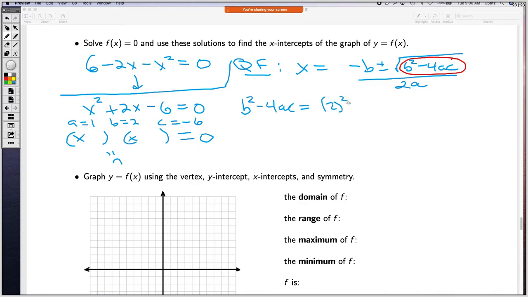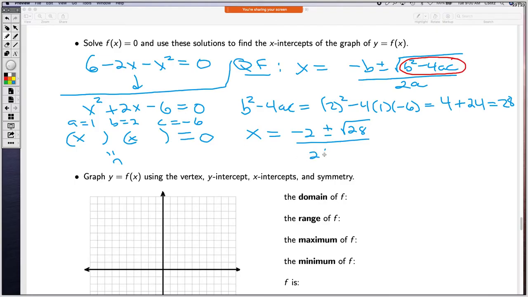b squared minus 4ac. Once again, be careful of the signs here. I've got a positive 4 plus 24. That's a positive 28. That tells me I'm looking at two different, distinct, real number solutions. Now I can just plug this into the formula here. Opposite of b is negative 2, plus or minus the square root of 28, all over 2a. In this case, a is 1, so all over 2. Negative 2 plus or minus root 28, all over 2.